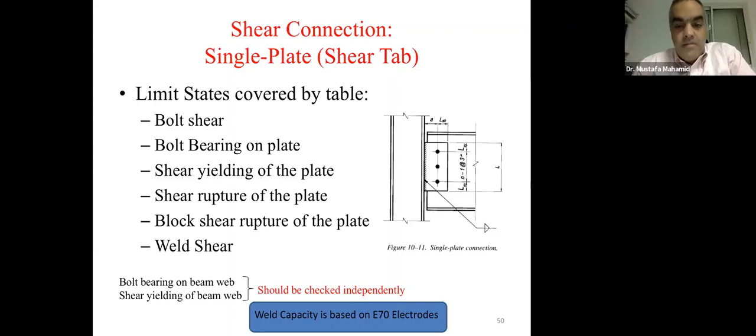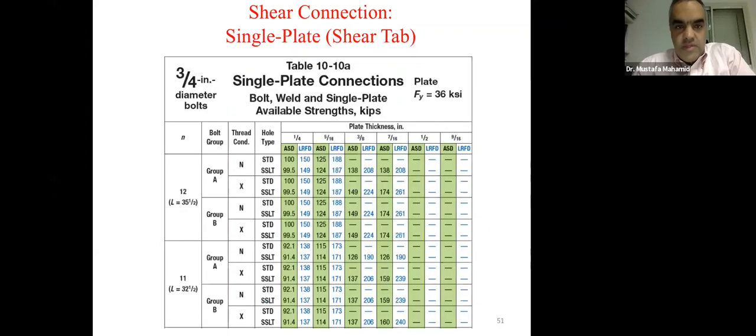Again, the weld is based on E70 electrode. What's covered by the table is bolt bearing on the plate, shear yielding of the plate, shear rupture of the plate, block shear of the plate, and weld shear. So those are covered. Bolt bearing on the beam web and shear yielding of the beam web should be checked independently using the limit states and equations that we discussed before.